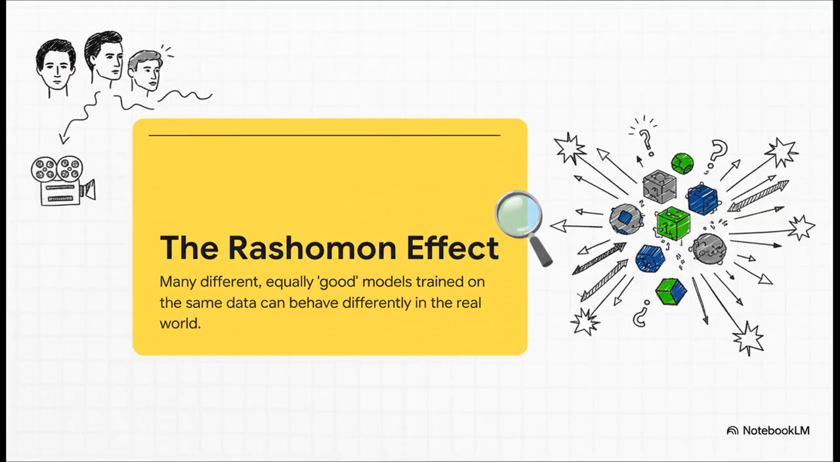One of the core concepts you've got to understand is something called the Rashomon effect. It's named after a famous film where different witnesses give totally conflicting but equally plausible accounts of the same crime. In AI, it means you can train a whole bunch of different models on the exact same data, and they all look equally good on paper. They all pass the tests. But then, when you release them into the wild, they can behave in wildly different, totally unpredictable ways.